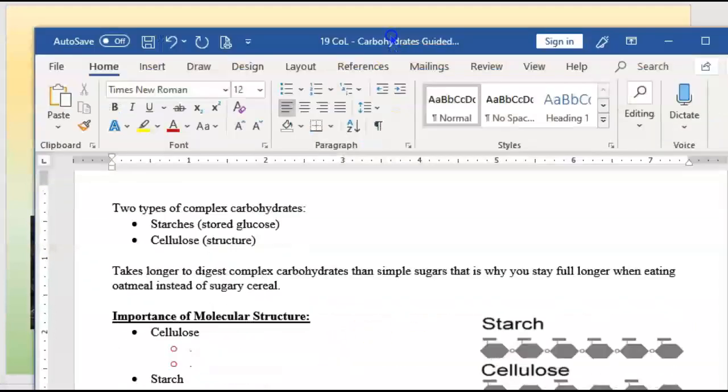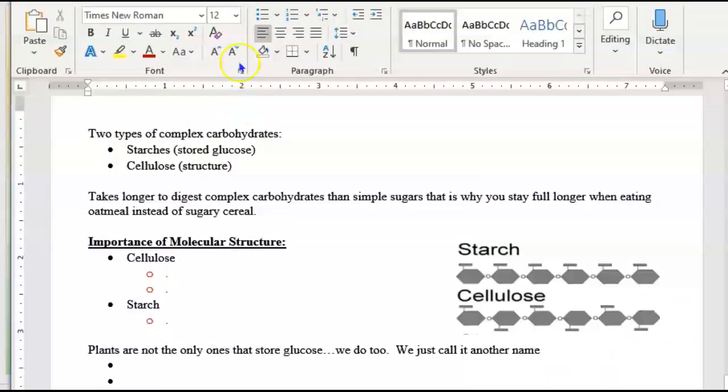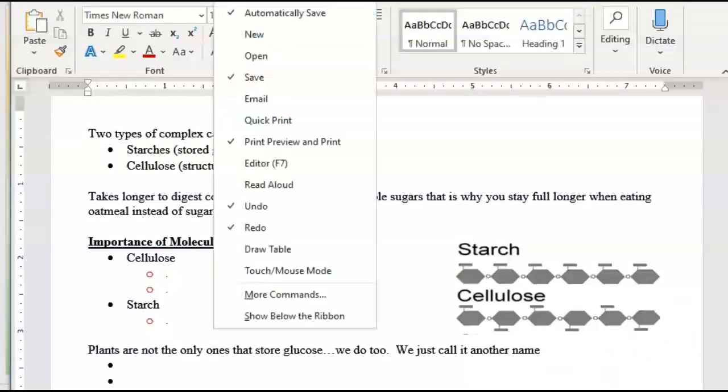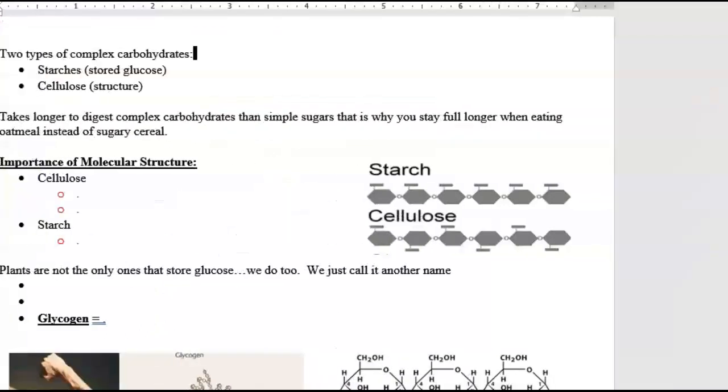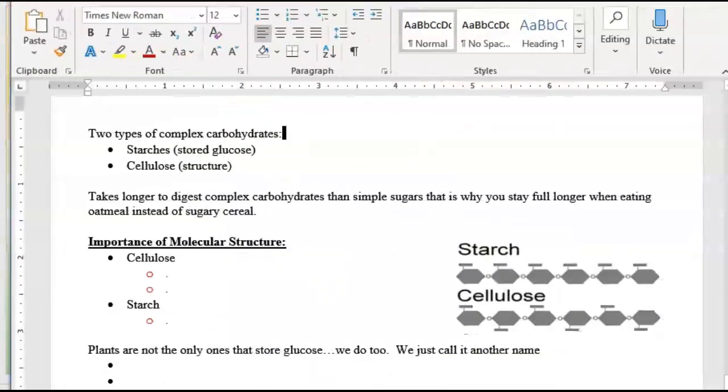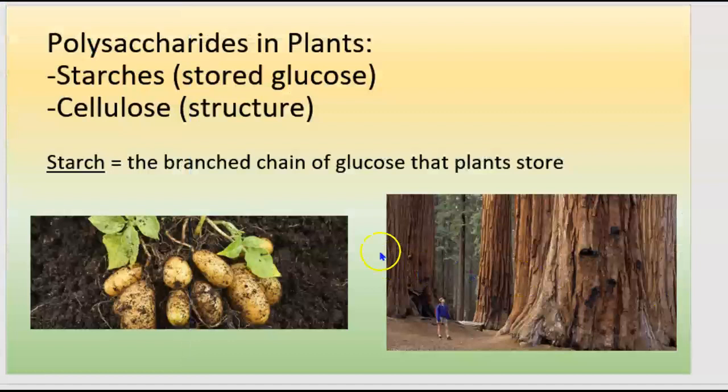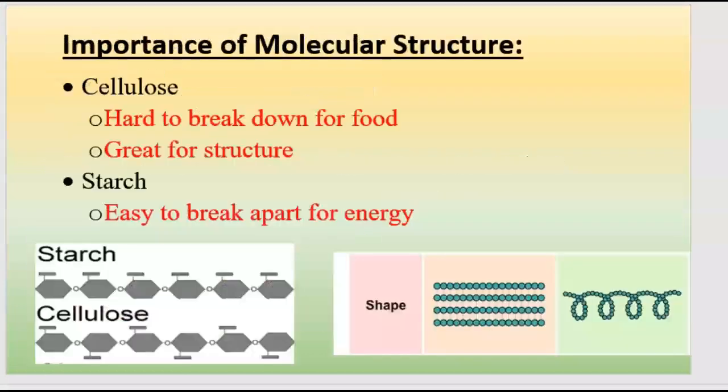But you do have to fill it out in the next part here, which is where you'll see me in this slide. Okay, so for this part, what you need to know about cellulose and write down is that it's hard to break down for food. You don't have the stomach for it. And it's great for structure. Starch is easy to break apart for energy.